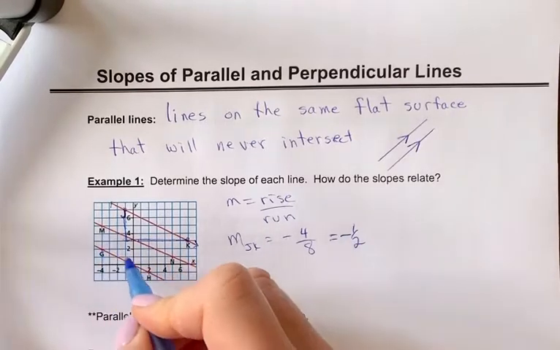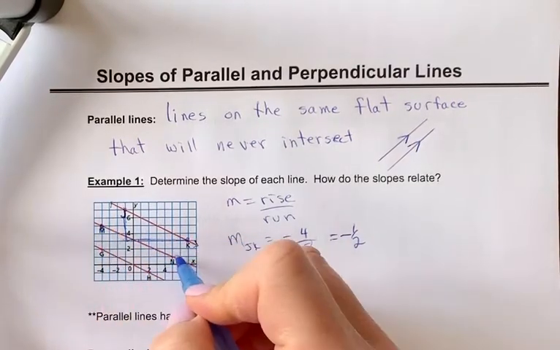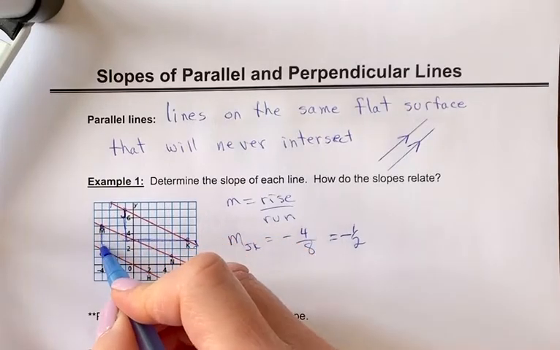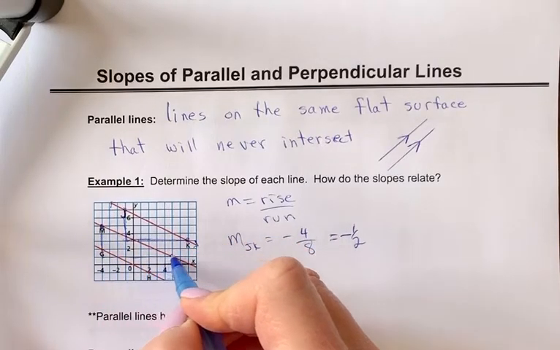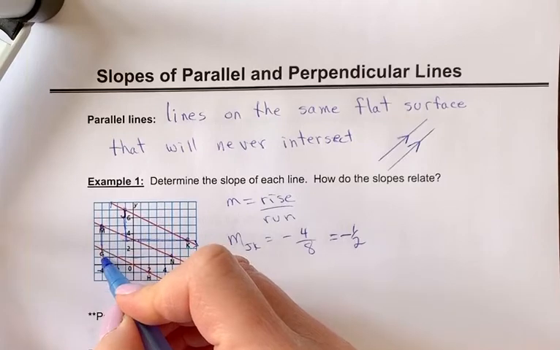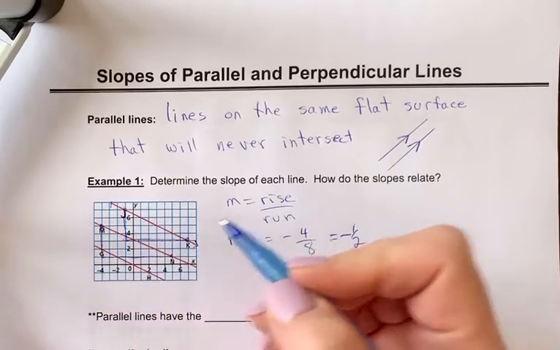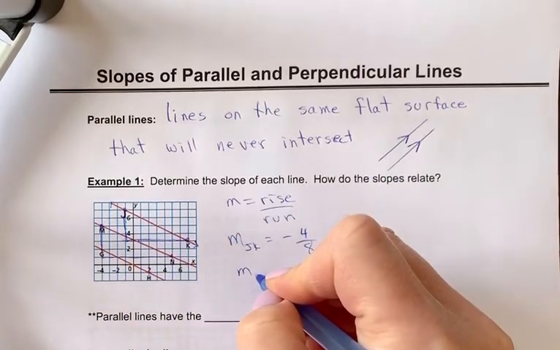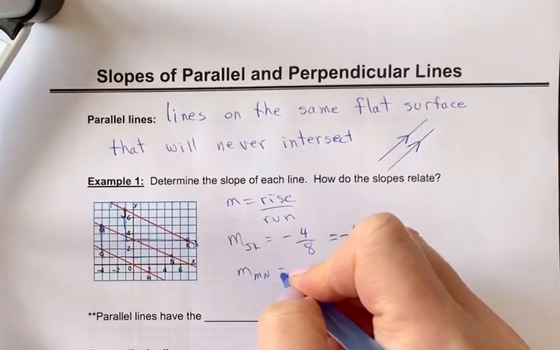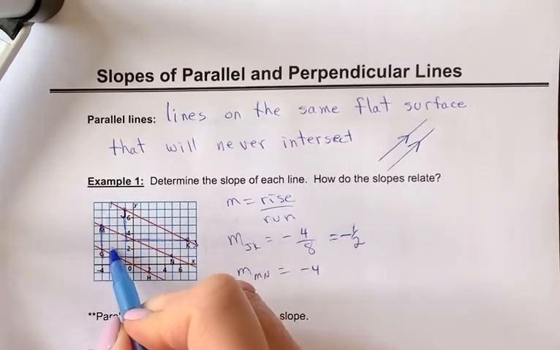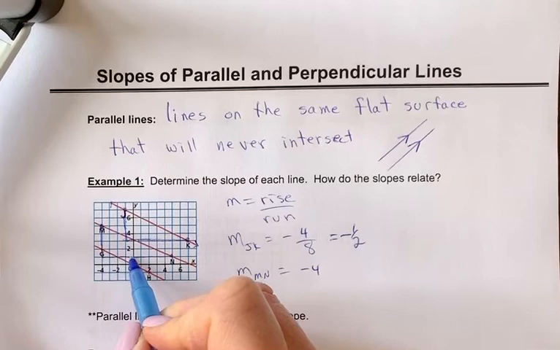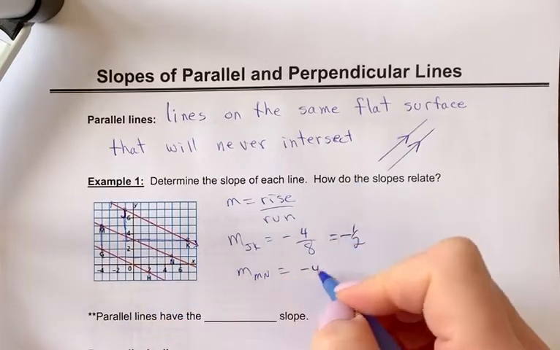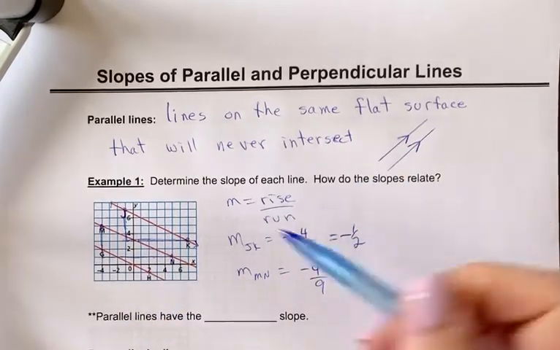Let's look at the slope of MN. So again, I'm going to draw a slope triangle here. So I count 1, 2, 3, 4. So my rise for MN is -4. And when I look at my run, 1, 2, 3, 4, 5, 6, 7, 8, 9. So it's -4 over 9. So these don't have the same slope.